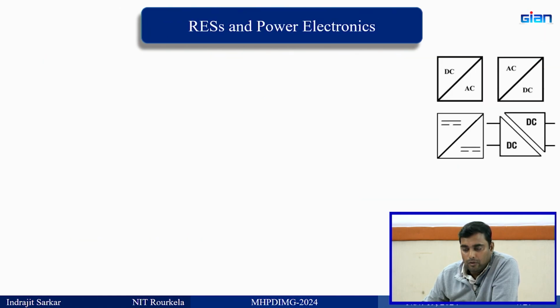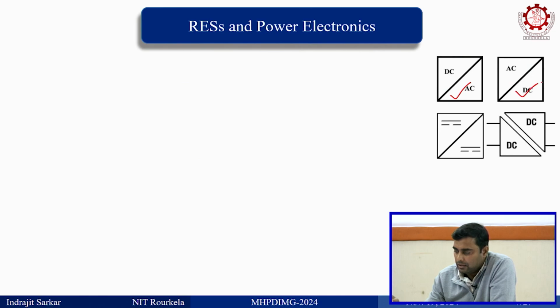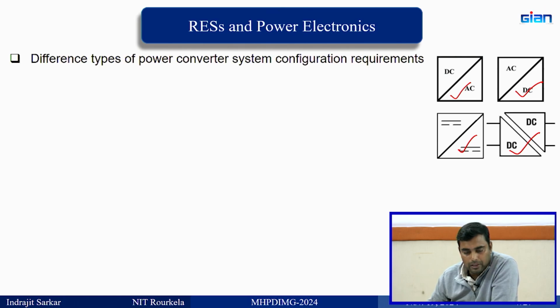Now for renewable energy source integration, what converters do we need? You need all the converters: DC to AC converter, AC to DC converter, DC to DC converter, and isolated DC to DC converter. All possibilities that you need. Why do you need all possibilities?